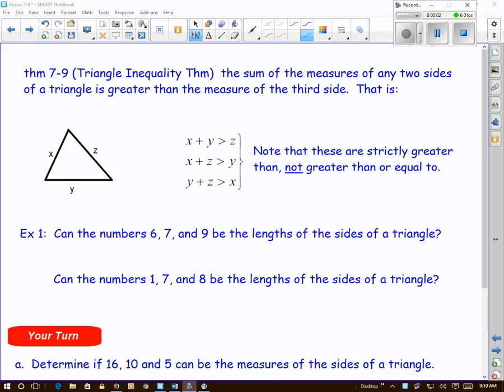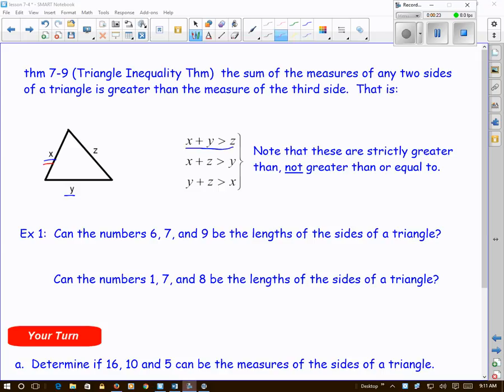Here in section 7.4, we're going to look at the triangle inequality theorem. It says that the sum of the measures of any two sides of a triangle is greater than the measure of the third side. So if we look at this triangle, we see that x plus y has to be greater than z.